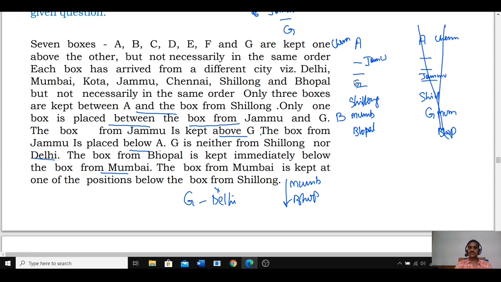Now we are left with this one. Now in this case 2. This is the third box. 4, 5, 6 and 7. These are the 7 boxes we have all together.